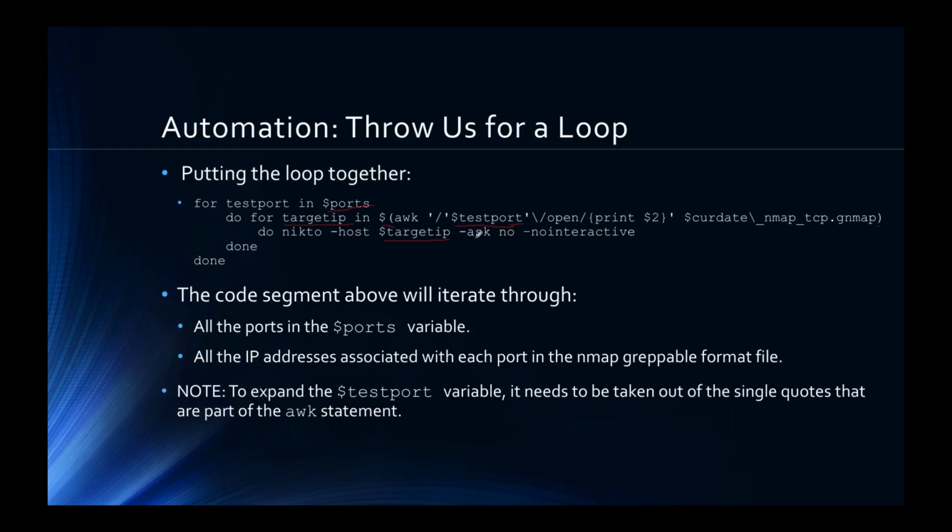We're going to tell Nikto we don't want it to bother us with any interaction, so -ask no and -no interactive. And with this loop in place, assuming there are hosts listening on port 80 and 443 with results in our nmap results file, Nikto will go ahead and run against those targets.